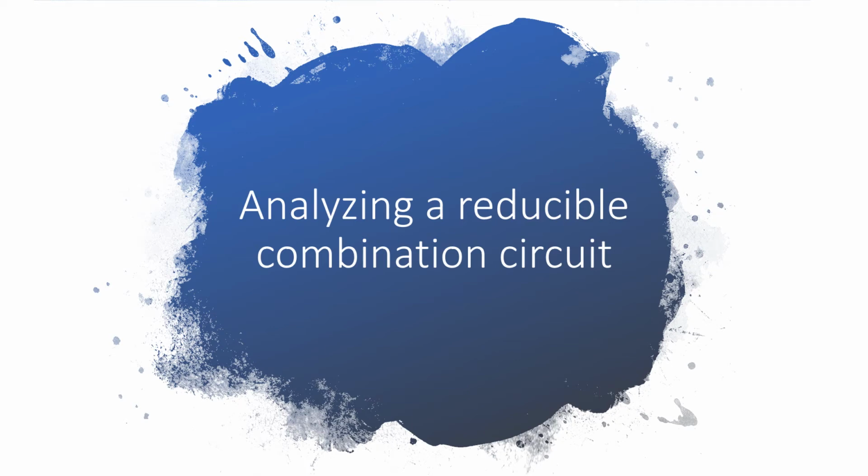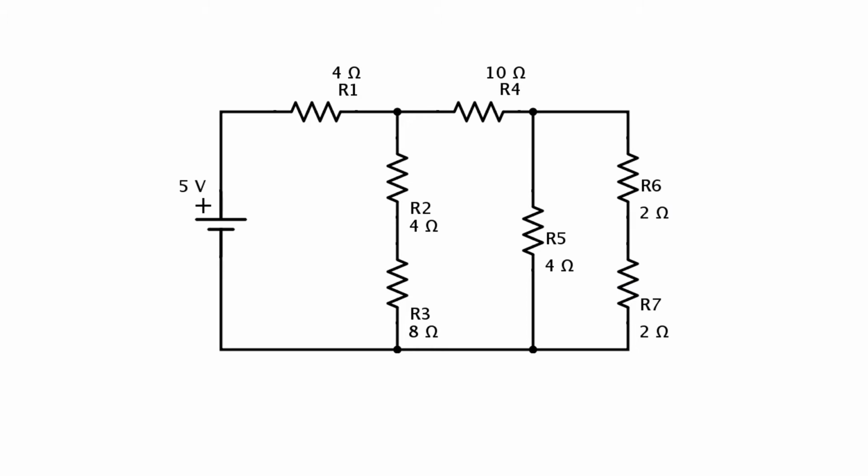Sometimes we have a circuit that has a combination of resistors, and so I'm going to talk some about how to reduce that, find out some things about the entire circuit, and then use those values to analyze various parts of the circuit. So here's a reducible circuit.